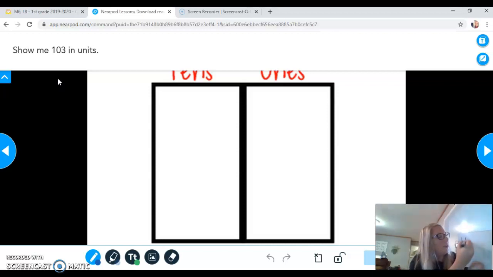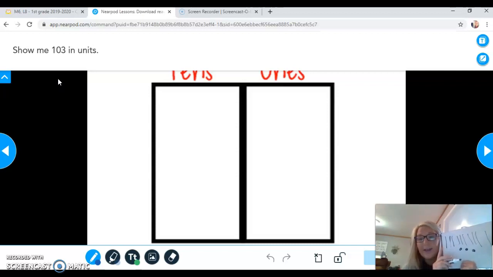10, 20, 30, 40, 50, 60, 70, 80, 90, 100. And then I'm going to add my quick ones to get that 3, since it's 103. 1, 2, 3. So now I need to identify how many tens and how many ones, how many units.